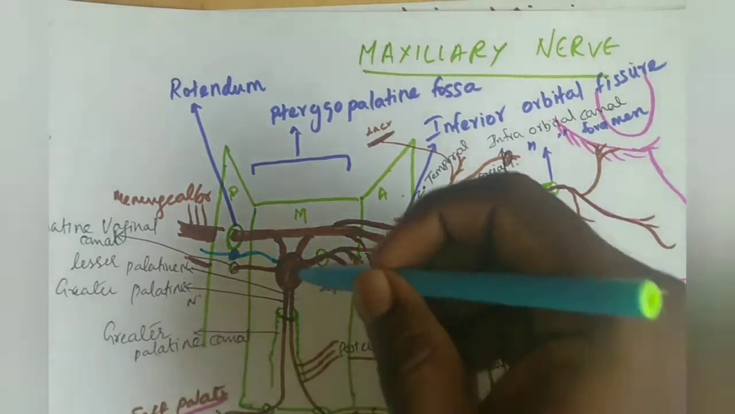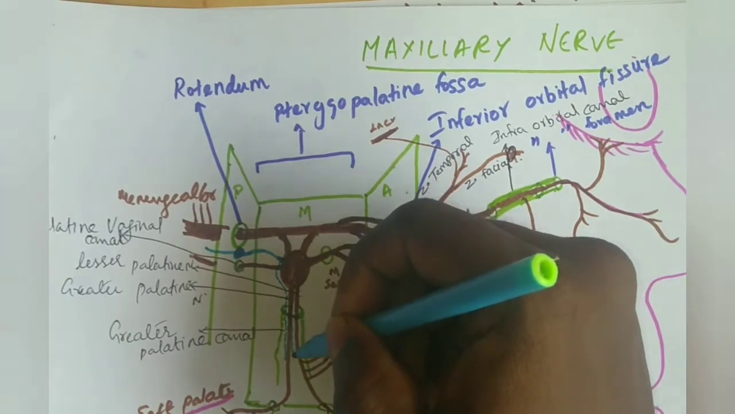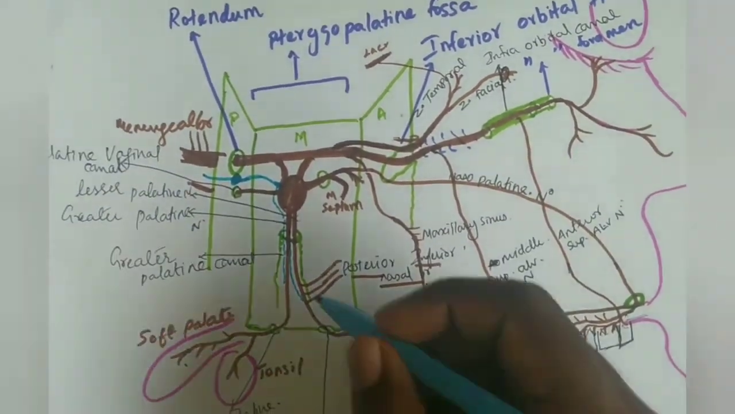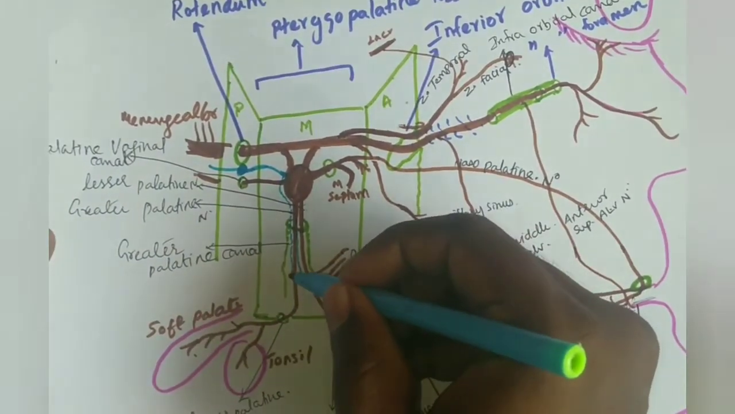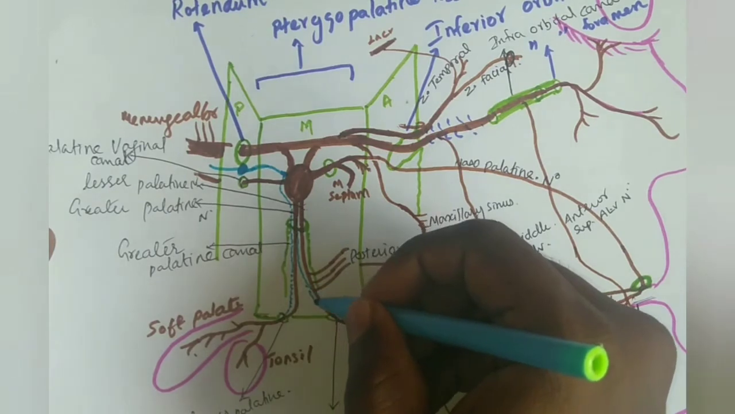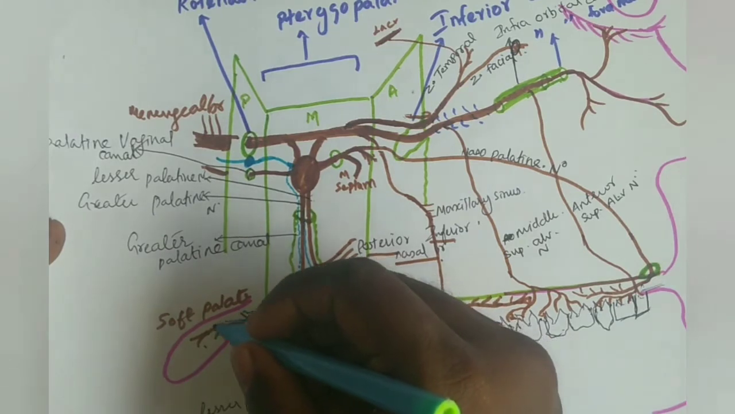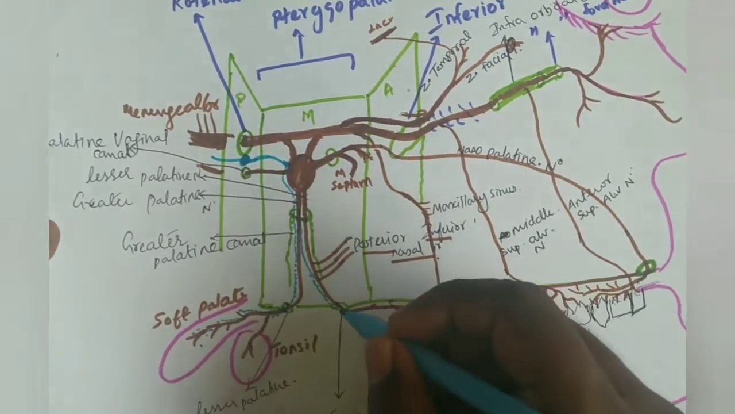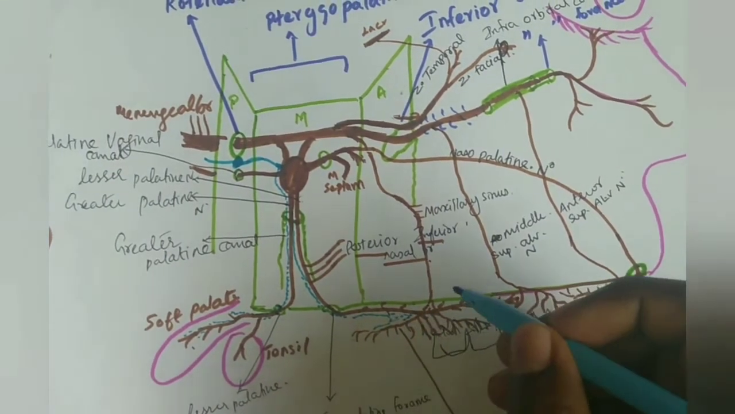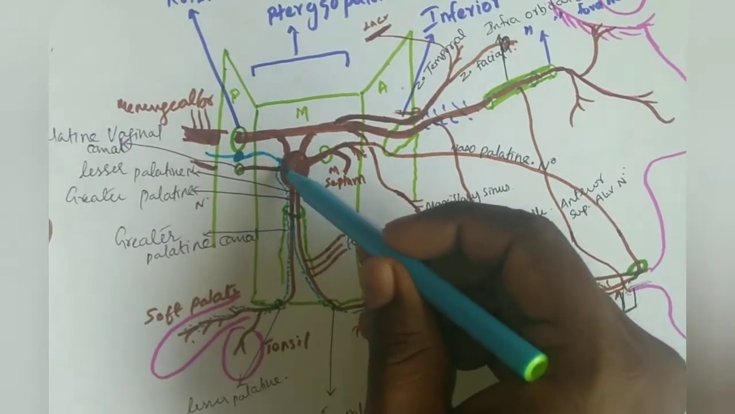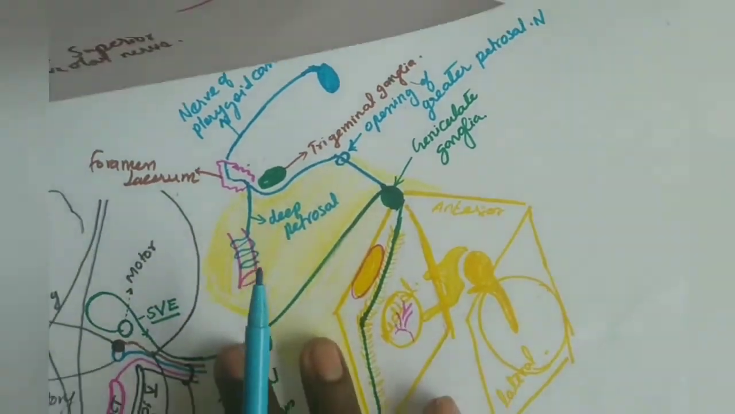From the pterygopalatine ganglion, the secretomotor fibers will pass through these two nerves, the greater palatine nerve and the lesser palatine nerve. They emerge through the greater palatine foramen and the lesser palatine foramen to supply the glands present in the soft palate, and also the glands present in the hard palate.